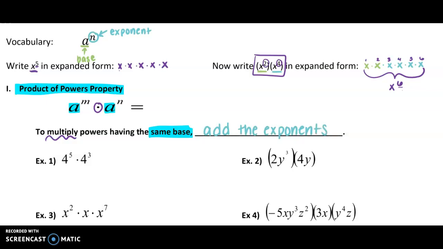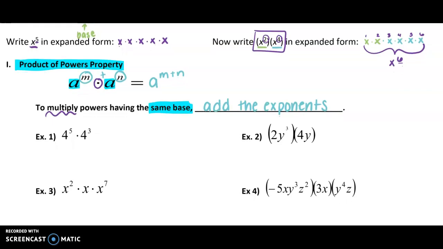Add the exponents. So the base would stay a, and I'm going to take my two exponents and add them together. So it would be raised to the m plus n. Sometimes it's a little hard to see it when we're just doing that example, so let's go ahead and look at some real problems with this.